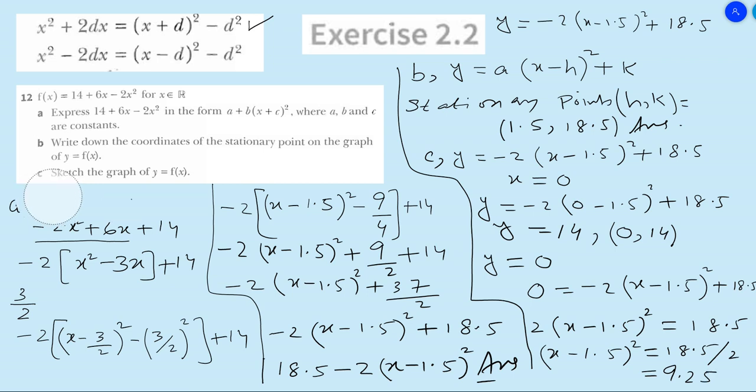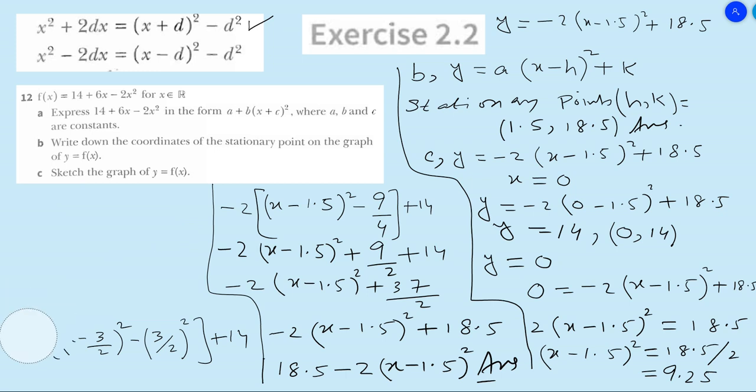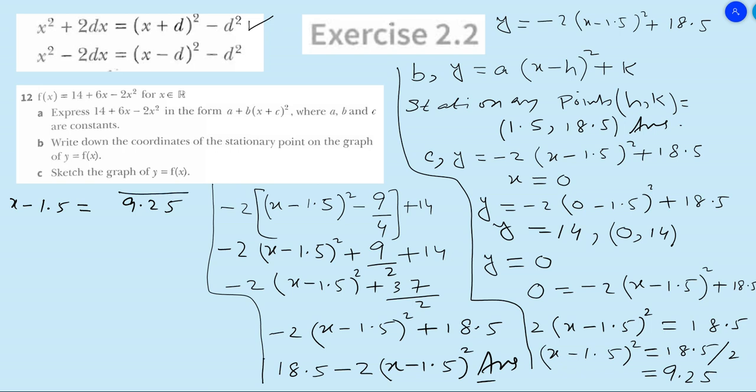9.25. I need more space, so I am rubbing this and doing the remaining work over here. Now x minus 1.5 is equal to, taking square root on both sides, the square root of 9.25 with plus minus sign. So x minus 1.5 is equal to plus minus the square root of 9.25. Find the square root of 9.25 with the help of a calculator. We will get the answer 3.04. Now we have two choices.